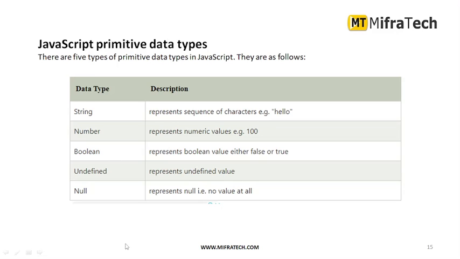Now the primitive data types. There are five primitive data types, though there are many more. We have taken five: string, number, boolean, undefined and null. String represents a sequence of characters. Number represents numerical values. Boolean represents either true or false. Undefined represents an undefined value, meaning there is no value at all. Null defines a null value, no value.